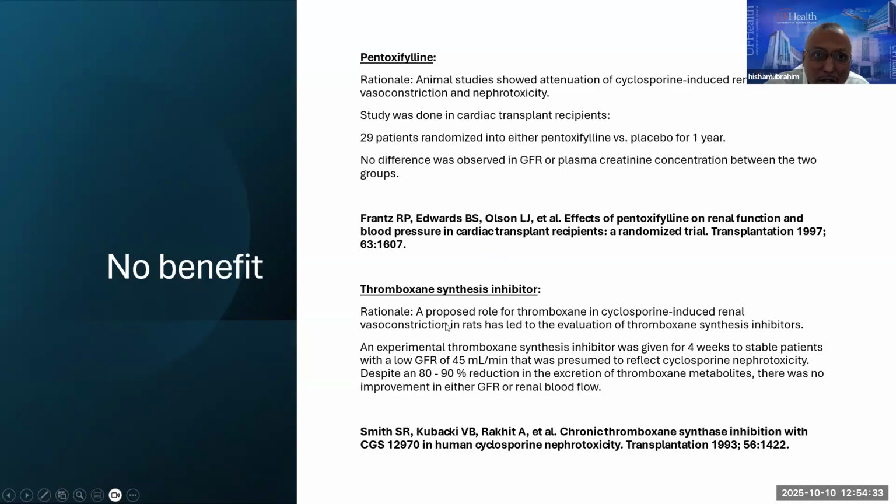So these are two drugs that have shown no benefit in these small studies that have been done. So as you can see, we don't have a lot of good studies to build recommendations on. These are very small studies. So a lot of the studies are mostly animal studies.